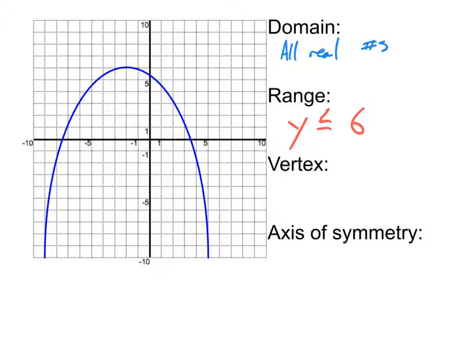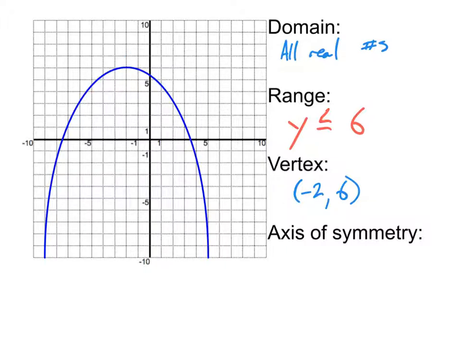All right, next up is the vertex. Remember, the vertex is like that maximum or minimum value, the peak of it. And we can see that happening right here. So this point is the vertex. I want to go ahead and just give the coordinates of that point then. That is at -2, 6.